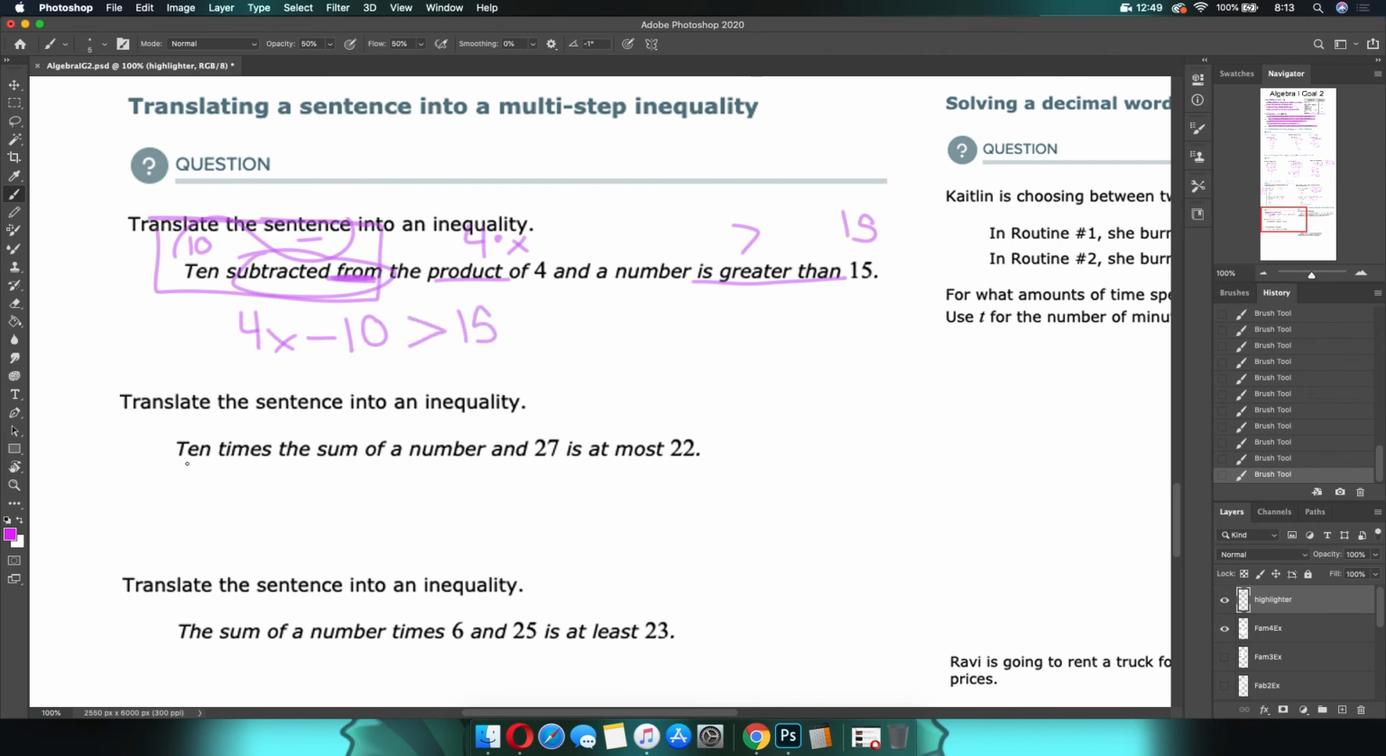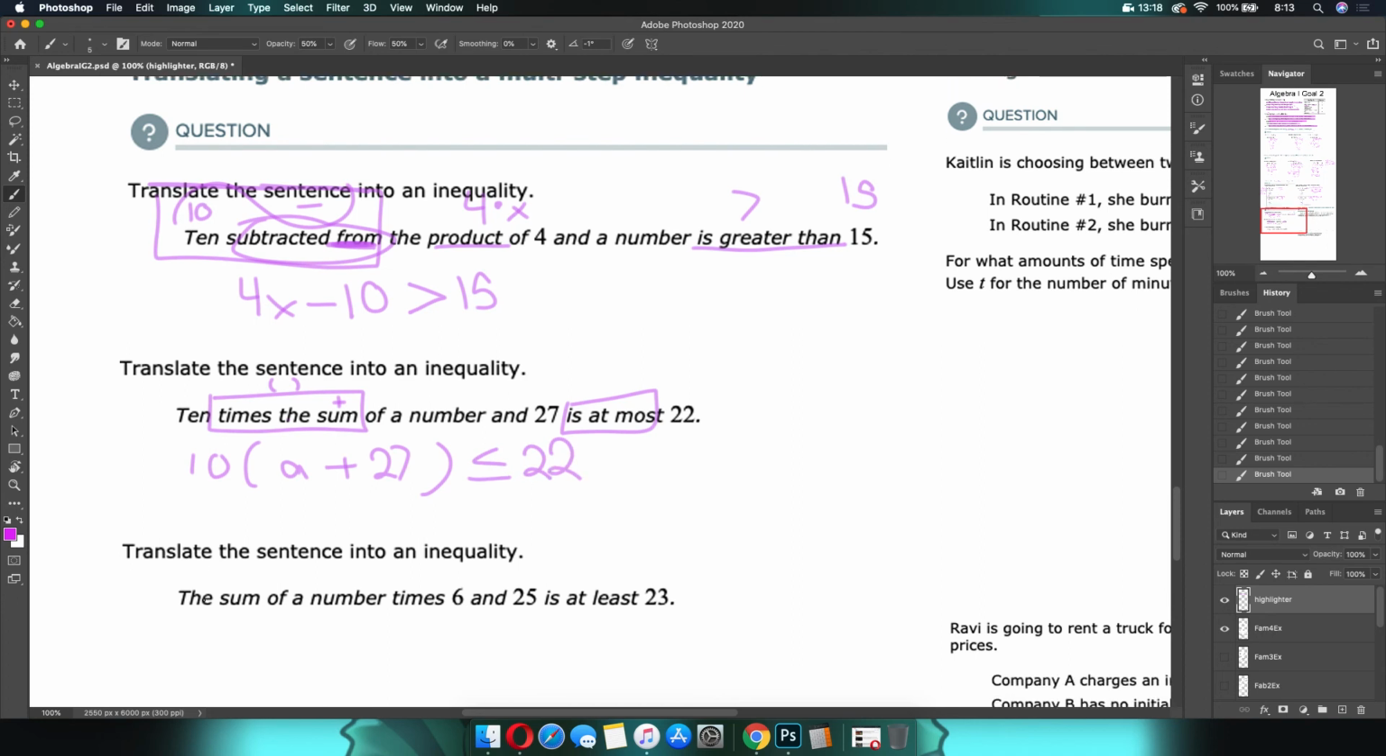Next one, 10 times the sum. Here's another tricky one. Whenever you have times the sum or times the difference, that means parentheses, and sum means addition. So it's 10 times the sum of a number and 27 is at most. At most is which one? Less than or equal to 22.